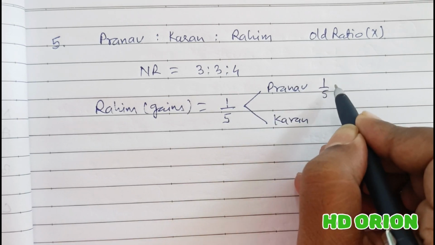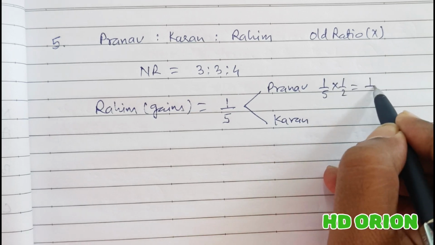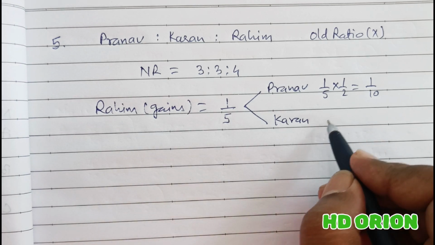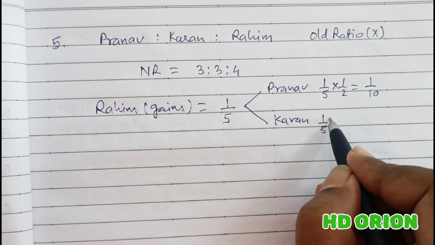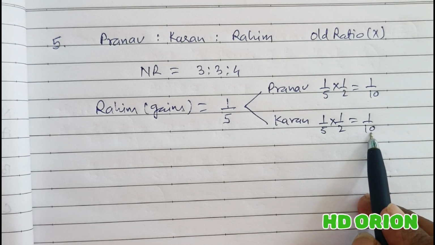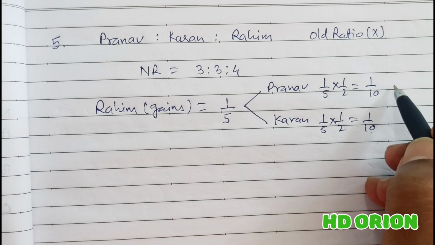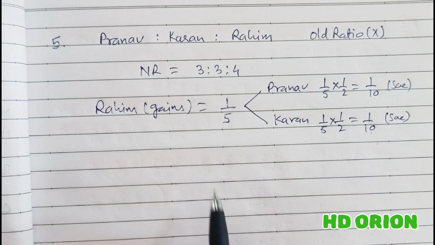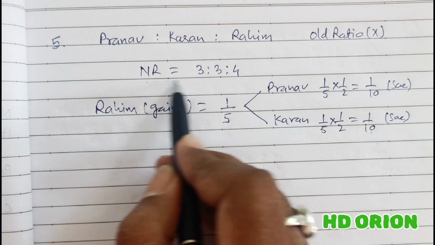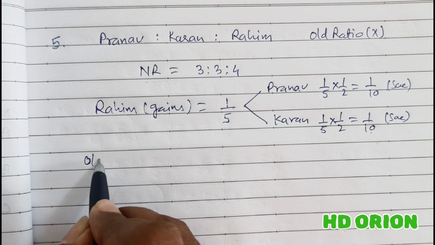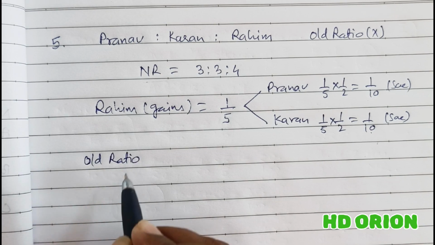So 1/5 half, that is 1/10, is sacrificed by Pranav to Rahim, and another 1/10, that is 1/5 into 1/2, equal to 1/10, is sacrificed by Karan to Rahim. So they have sacrificed, and Rahim has gained. Now we have to calculate the old ratio because the new ratio is already given to us. So, calculation of old ratio.